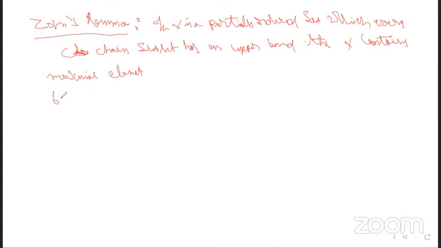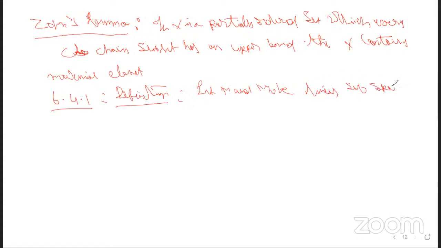Next, definition 6.4.1. Let M and M naught be linear subspaces of a real normed linear space, NLS, such that capital M is a subset of M naught.